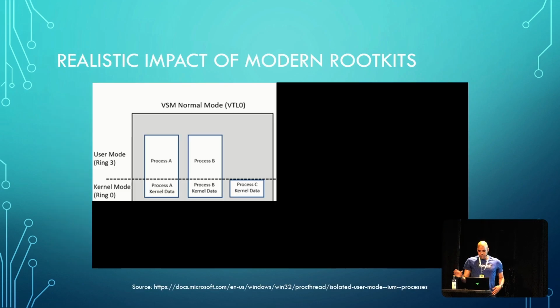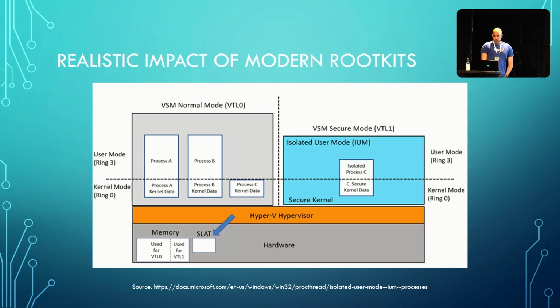Now, some realistic impact of modern rootkits. Normally, what you'll have is this environment where you have the user mode and then the kernel mode. So if you get to the kernel mode, you can do anything. But what Microsoft did was create this whole thing that I think is referred to as isolated user mode, where it created what's called virtual secure mode.